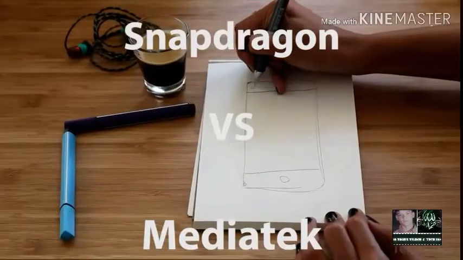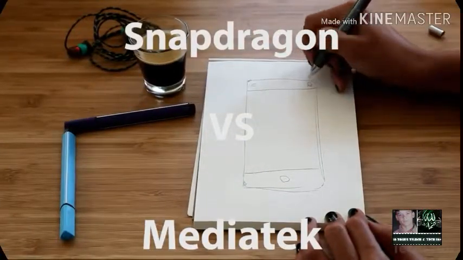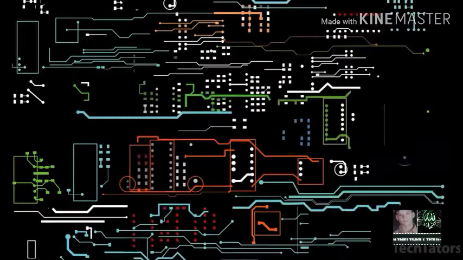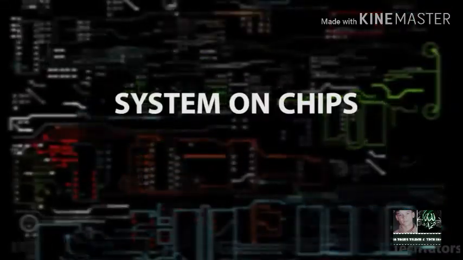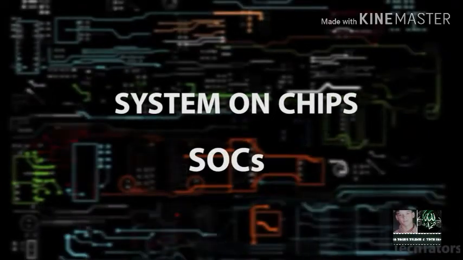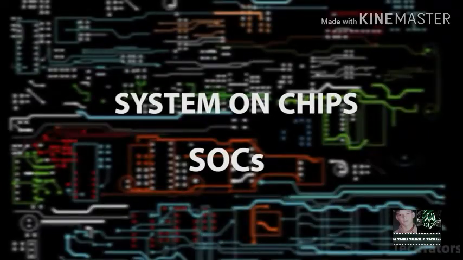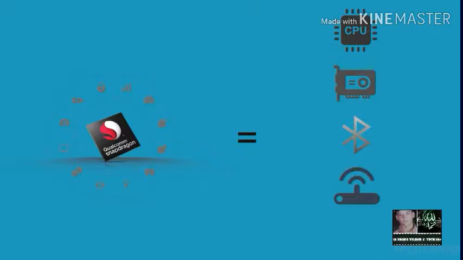To buy a phone running on Snapdragon or Mediatek chipset, this video is for you. Snapdragon and Mediatek are not just processors. They are called system on chips, or SoCs, in technical terms. So what exactly is an SoC? It is a single chip which contains your CPU, your GPU, cellular modem, Wi-Fi, Bluetooth modules, etc.